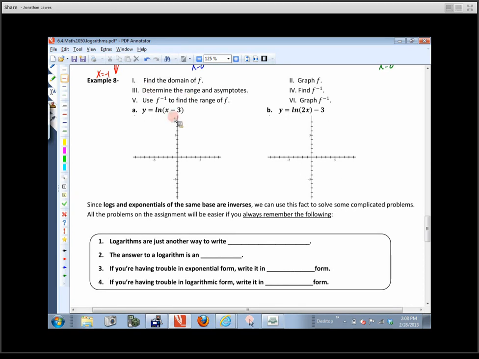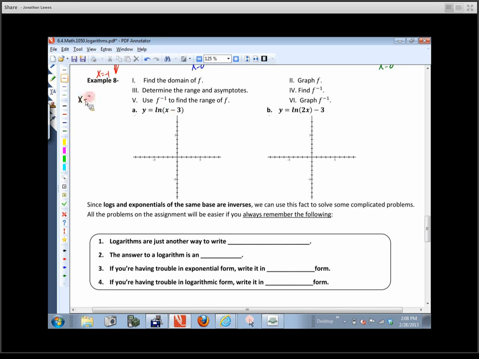It says find the domain. Now notice it asks us to do that first. It might be easier to graph, but let's see if we can figure this out just by looking at this. Whatever we plug in here, remember logarithms are one of those functions that has domain issues. Whatever we plug in here, it better be not negative or 0. It better be positive, okay?